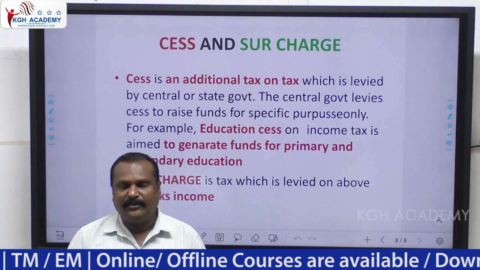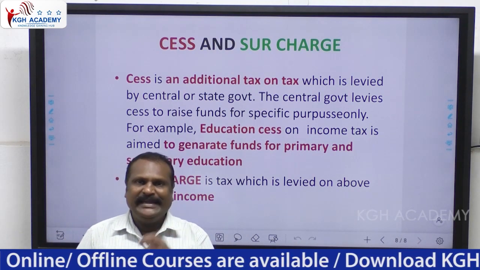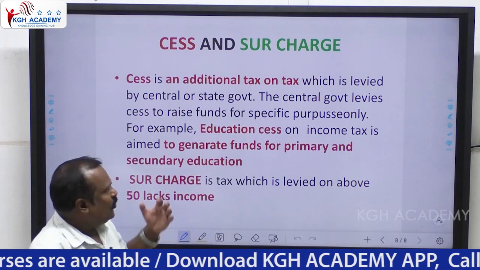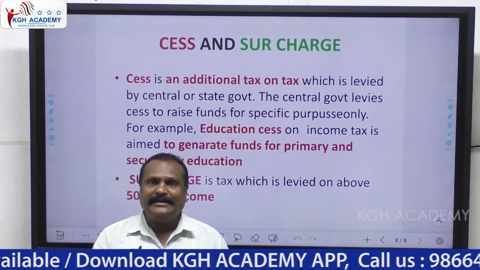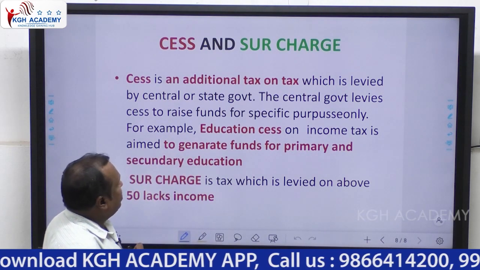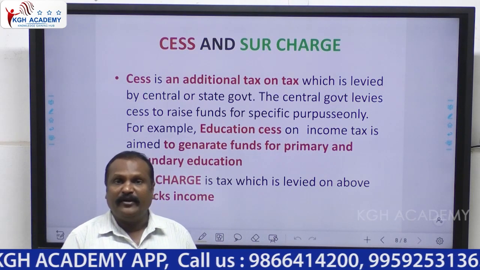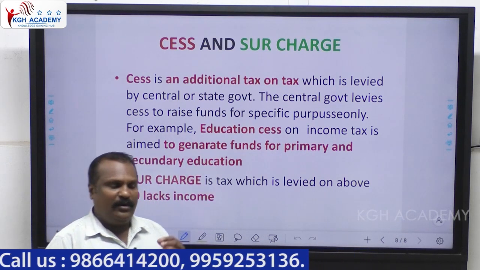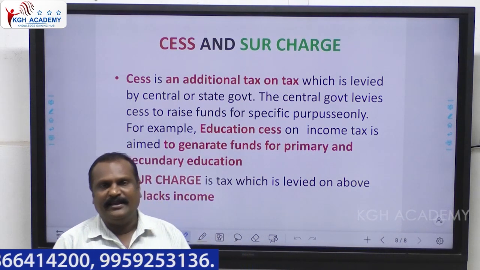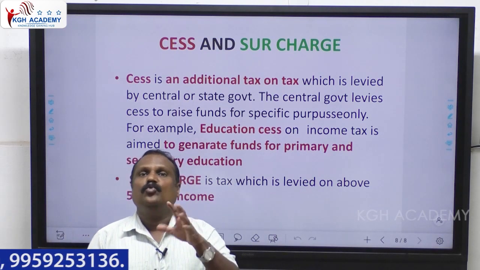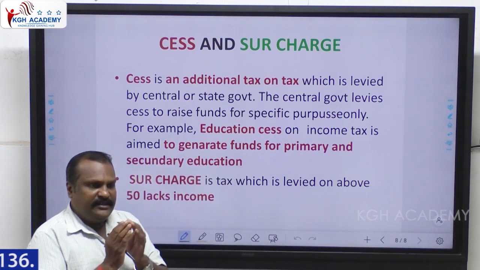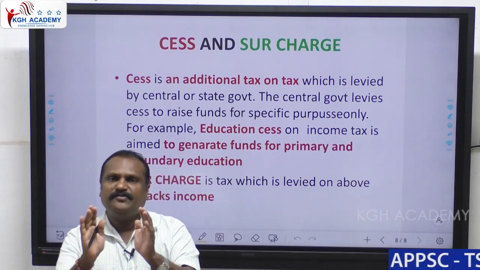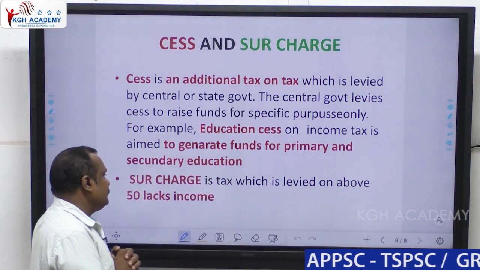Besides income tax, there are 2 kinds of taxes. One is cess, the second one is a surcharge or surtax. What is a cess? The cess is an additional tax levied on the tax by the central government for a specific purpose only. For example, income from the cess is used for the development of education and health of the poor people. Okay, so the cess is levied on the tax by the central government for a specific purpose.